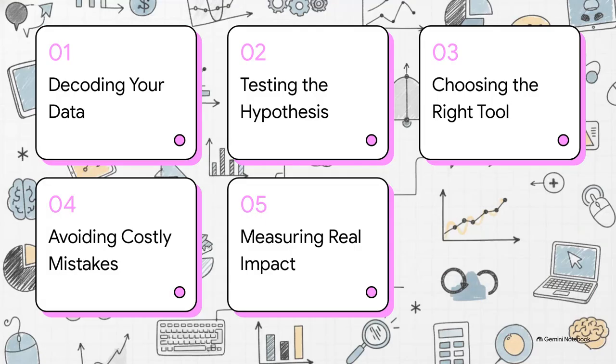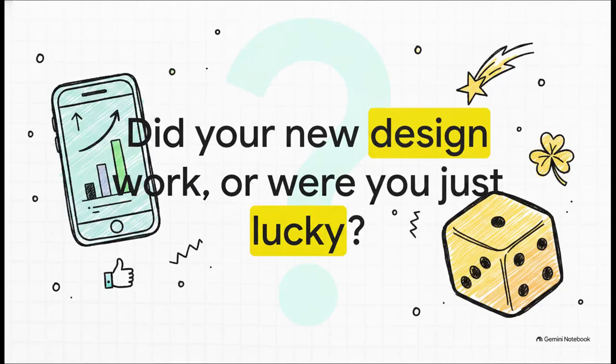Here is our roadmap for today's explainer. First up, decoding your data. Number 2, testing the hypothesis. 3, choosing the right tool. 4, avoiding costly mistakes. And finally, number 5, measuring real impact. Okay, let's dive into this.